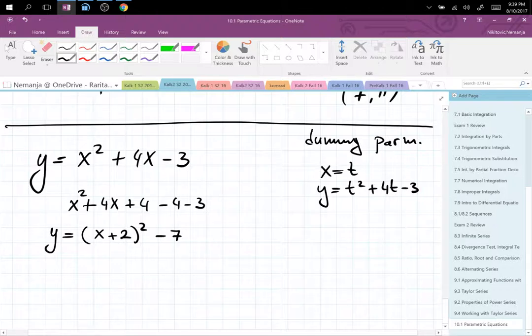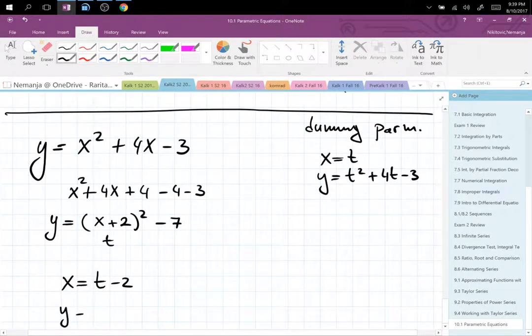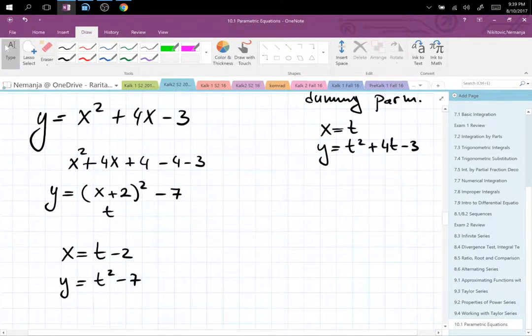If I make this to be t, I'm getting x equals t minus 2 and y equals t squared minus 7. Would you agree that this is easier to work with than the other one? There is no reason for us to use this dummy parametrization because we are working with exactly the same expression, which we for some reason didn't like and needed parametrization, right? So we tried to find the other way. We tried to find different equations that might suit our calculations better.